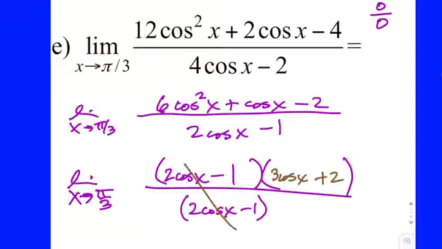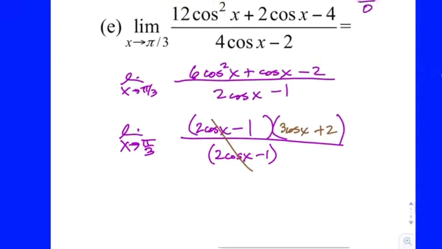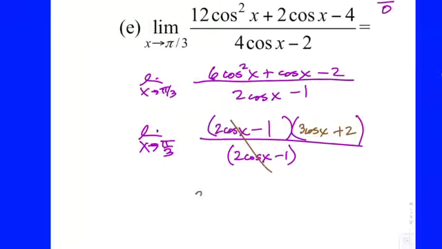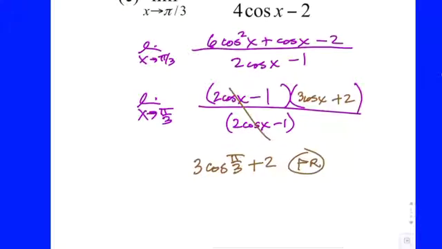And now, those divide out, and so we can use direct substitution. So we get 3 cosine of pi thirds plus 2. Free response, you're done. Rocking and rolling. Again, once we plug in, we don't need to write the limit. But of course, cosine of pi thirds is a half, so you get 3 halves plus 2.